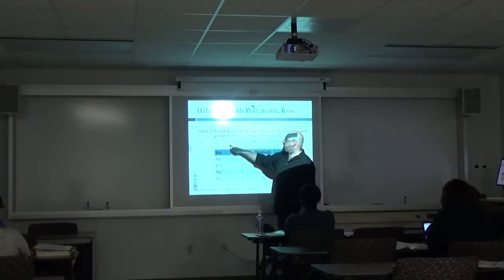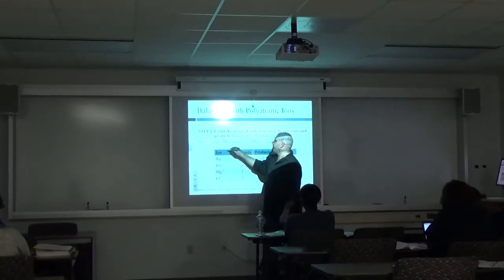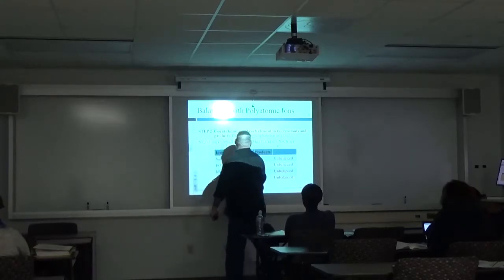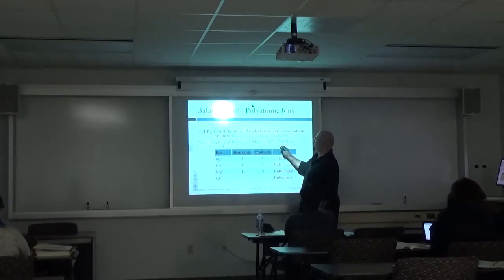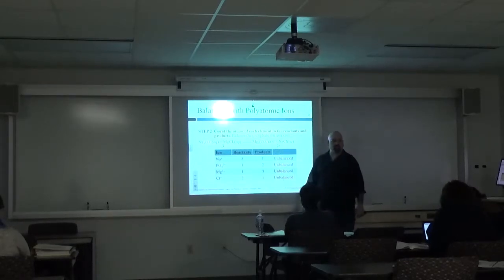So, in order to have 6 chlorines, how many molecules of this do we need? 3. But that means we need to change this number, right? So to have 6 chlorines, we need not 3, but 6 right here, right? Everybody follow so far? Lost you already?